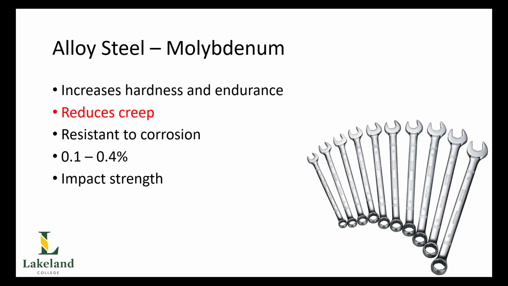Okay, the next one is molybdenum. Molybdenum increases hardness as well as endurance and reduces something called creep. And we need to have a little quick chat about creep on the next slide. Now, the main application for molybdenum is to reduce this creep. And we only add small amounts of this, anywhere from 0.1 to 0.4%. And we also get an increase in toughness so it can withstand impact.